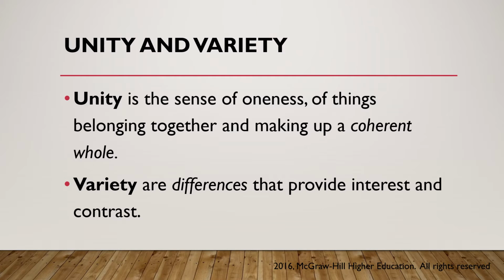Unity is a sense of oneness, or how everything comes together, the coherent whole of a composition. Variety is differences. If everything were exactly the same, it would be boring, whereas variety makes it interesting. So in the Henri Matisse, the unity is all of that put together, and the variety is that they're not all geometric shapes, they're not all the same color, they're not all the same line, etc.